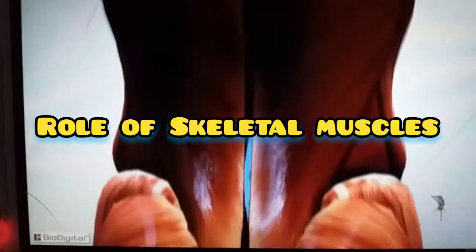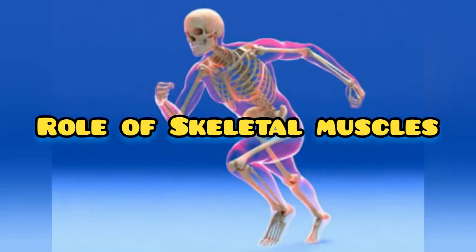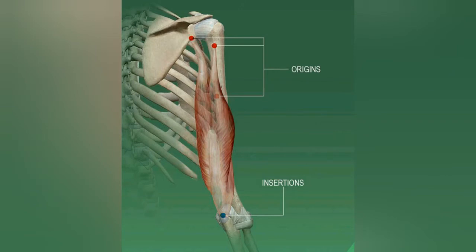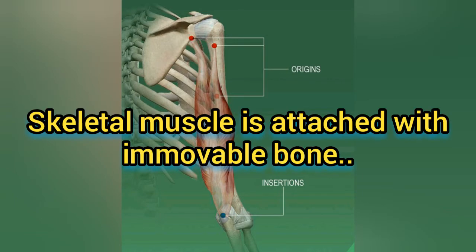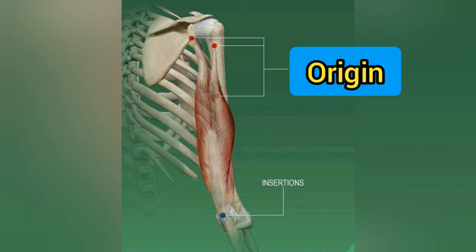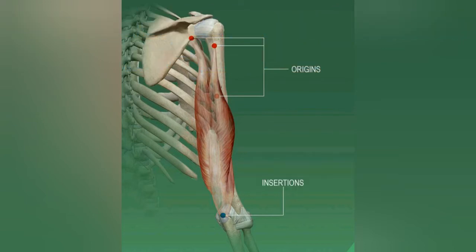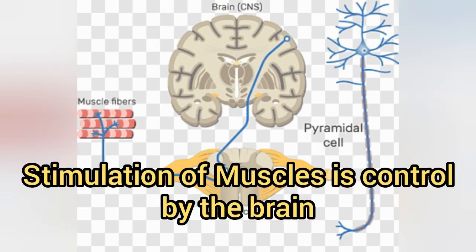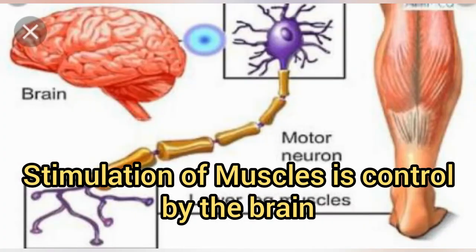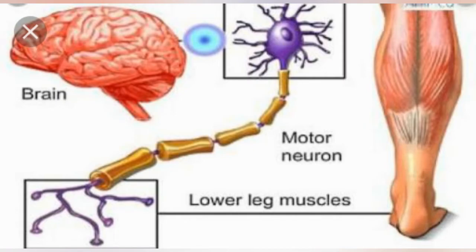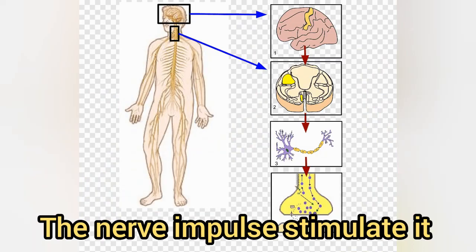Now we have to discuss the role of the skeletal muscles. We know one end of the skeletal muscle is always attached to the immovable bone, and that point is called the origin. The other end, that is movable, is called the insertion. And we know the stimulation in the muscles, whatever the movement, is controlled by the brain, the nervous system. The nerve impulse stimulates it and it contracts and relaxes.